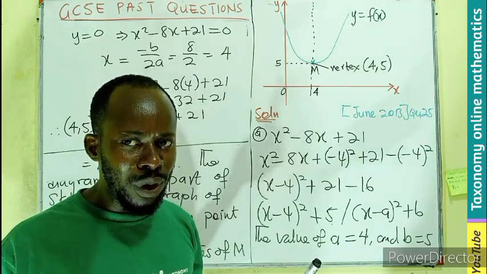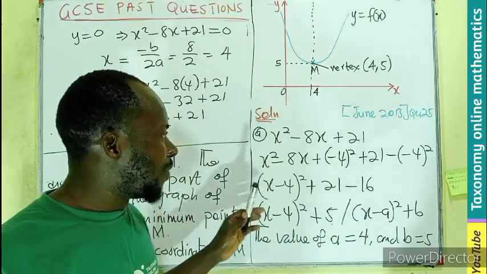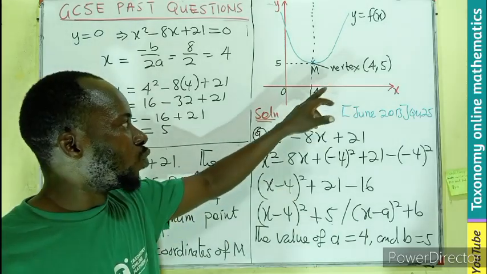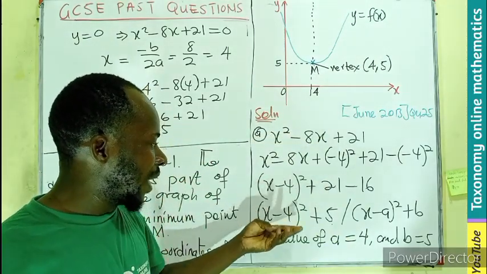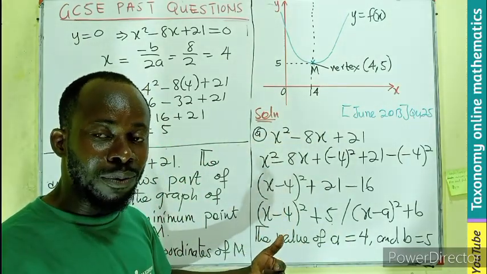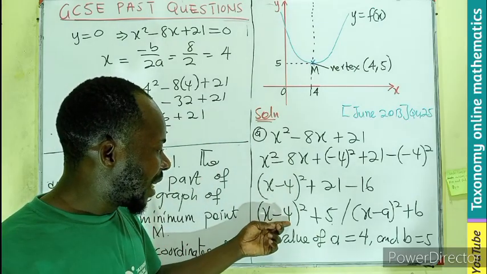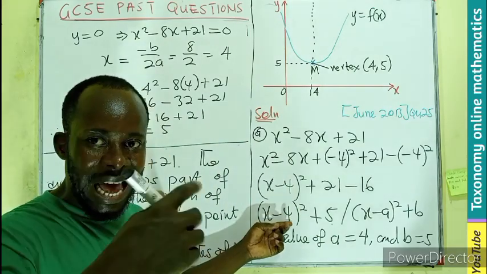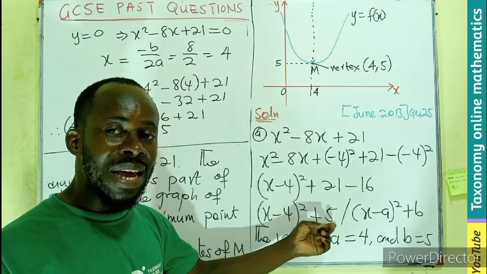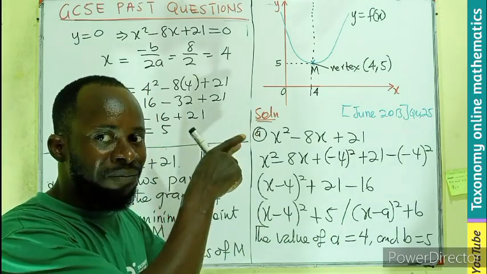I'm sure I'm able to convince you that even without solving it, you can detect that when you express the thing in terms of completing the square, the first term here is the x value, then the second term here is the y value at the vertex.